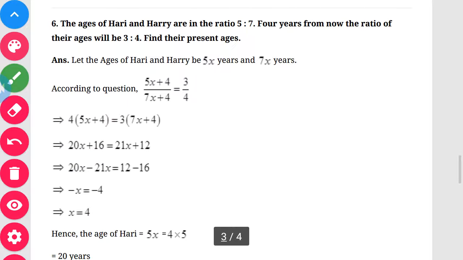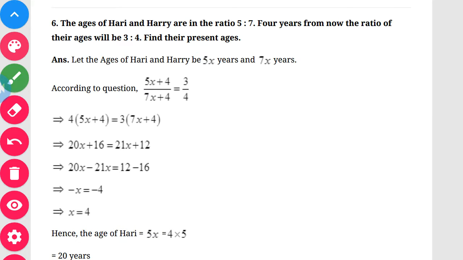This is a story problem here and it's very easy, children. The ages of Harry and Hurry are in the ratio of 5 is to 7, and 4 years from now, the ratio of their ages will be 3 is to 4. Find the present ages. See, we don't know the ages of Harry and Hurry. Think of it as an x.